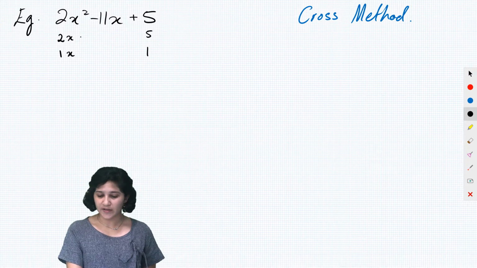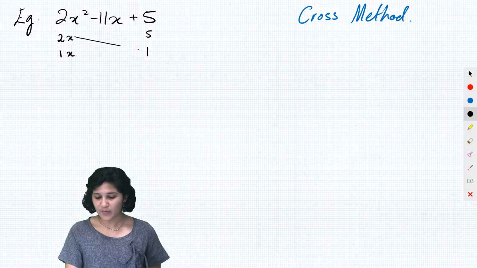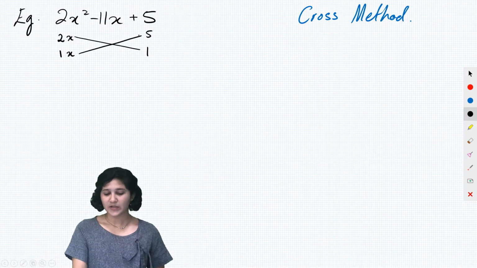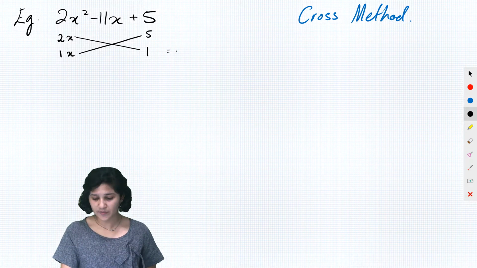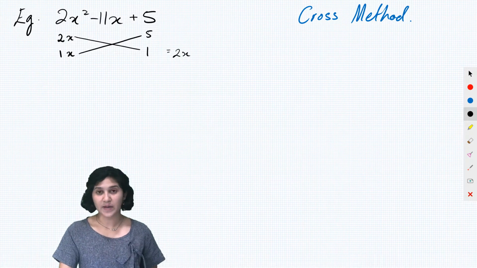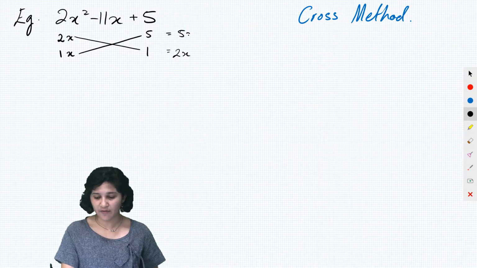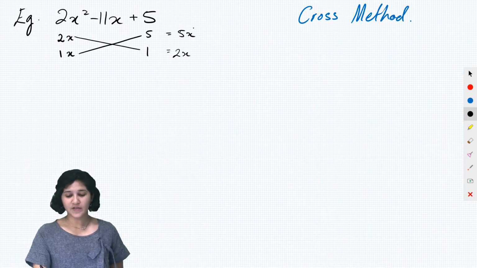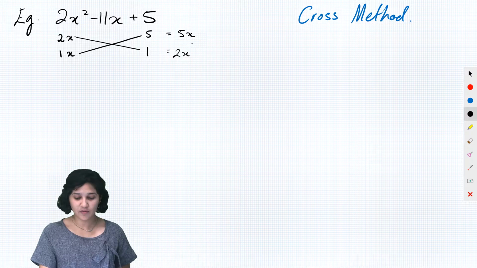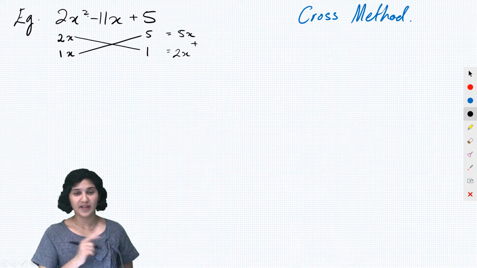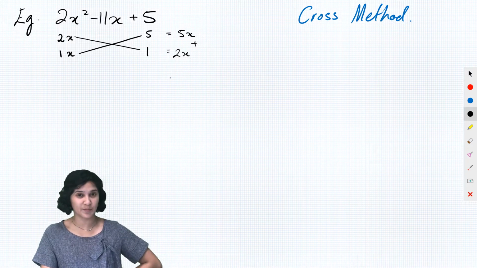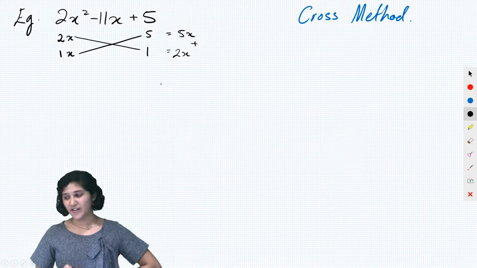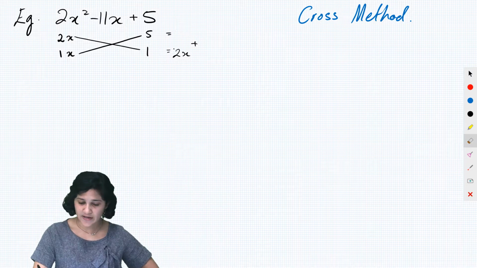So what the cross method does is we look at these and we multiply them in a cross pattern. So I say that 2x times 1 is 2x, and 1x times 5 is 5x. So if these two add up to the middle term, that means I've done it correctly. Okay, so this time they add up to 7x, which is not minus 11x, so I haven't done it right. So I have to try again.